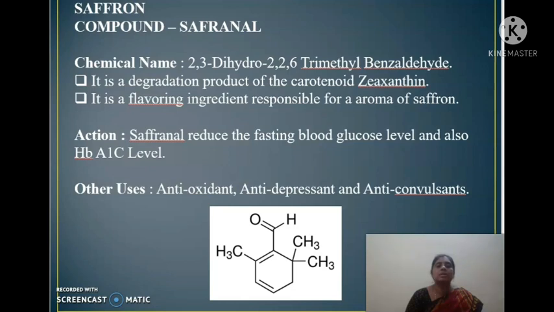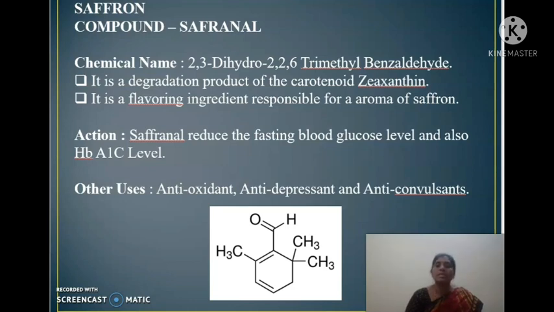Next is saffron. Safranal is a component which is present in saffron. The chemical name of safranal is 2,3-dihydro-2,2,6-trimethylbenzaldehyde. The carotenoid which is present in this is zeaxanthin. Safranal is the bioactive component which is responsible for the aroma of the saffron. That is, for the flavoring concept, this component is responsible.